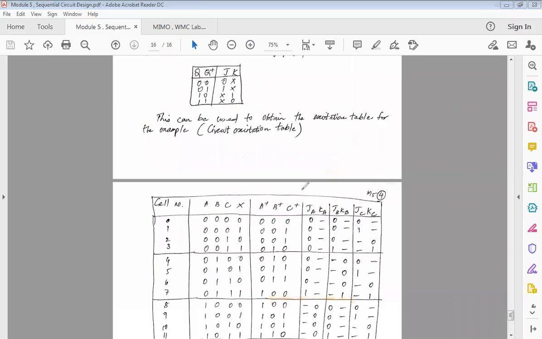So till this section, you have already seen. Yes or no? This is your ABC, and this is your A plus B plus C plus. So till here, you all have seen. Now the one that we are going to create is only from here to here, which is JA, KA, JB, KB, JC. Now, can someone tell me how we are getting these values? If you can recall the previous examples.